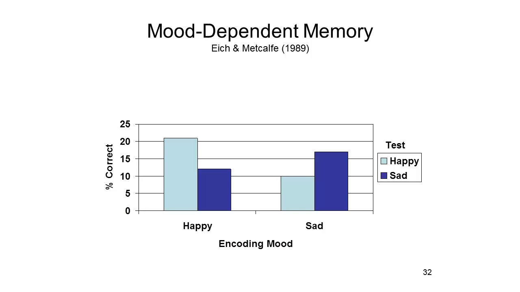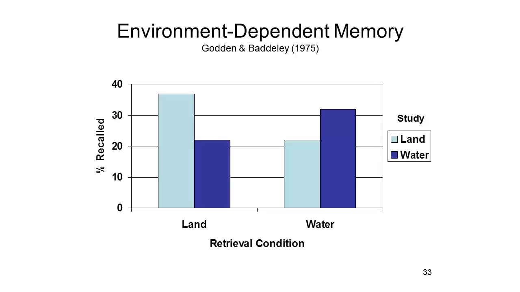Subjects who were happy on both encoding and retrieval remembered more than subjects who were happy during encoding but sad during test. Subjects who were sad during encoding remembered more if they were sad during retrieval than if they were happy during test. Memory depended on the congruence between the subject's mood at the time of encoding and his or her mood at the time of test. And there's also environment-dependent memory.